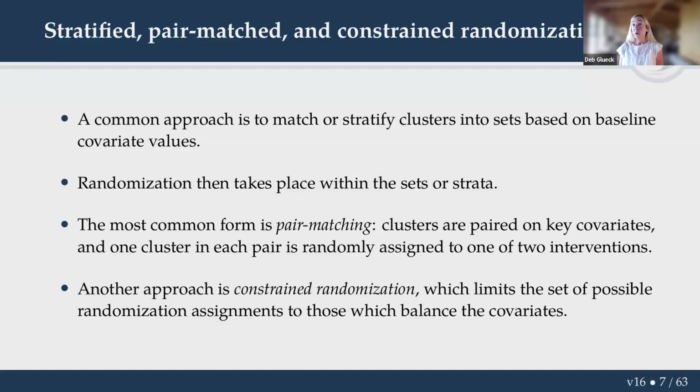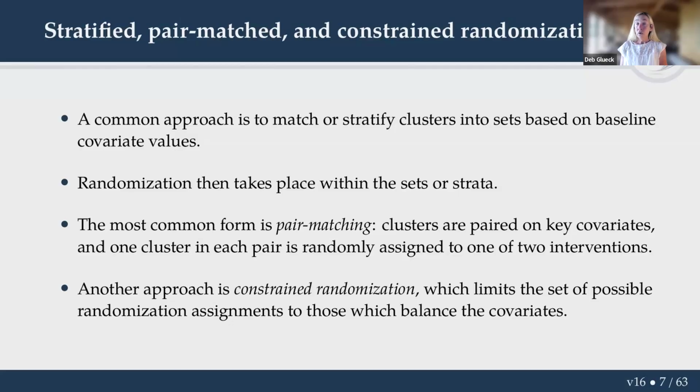The most common form of restricted randomization is pair matching. In pair matching, clusters are paired on key covariates, and one cluster in each pair is randomly assigned, often to one of two interventions. The most common form of clinical trials uses only two interventions.